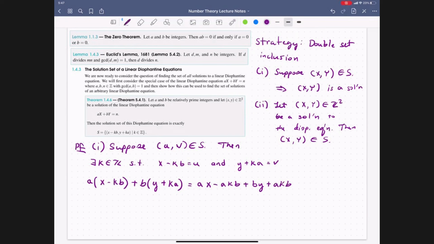So what we end up getting now is cancellation. The akb cancels off with that negative, so that's gone. And so we're just left with ax plus by. But the assumption is that (x, y) is a solution to the Diophantine equation, so this here is just n by assumption. And so now this tells us that (u, v) is a solution to ax plus by. So we have done the easy part, so we're now done with that part. Let's go ahead and move on towards the second case.